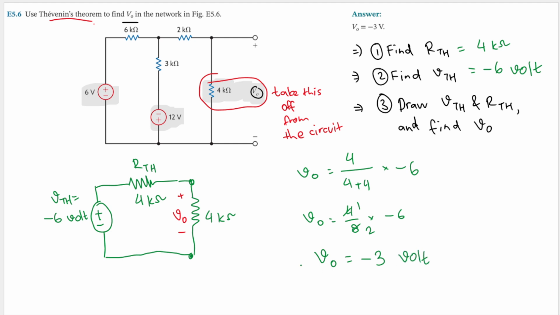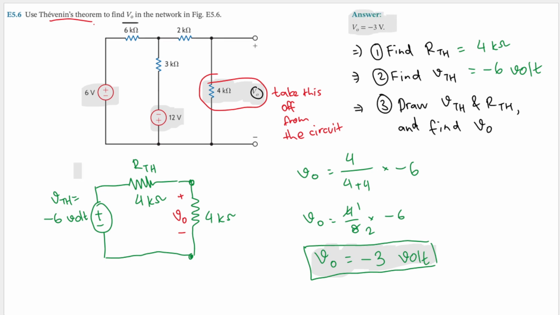And that is how to find V0 using Thevenin's theorem. Okay, this is our conclusion. Hopefully I did not make any mistakes in my calculation. And I think I did not, because that is the answer given by the book.